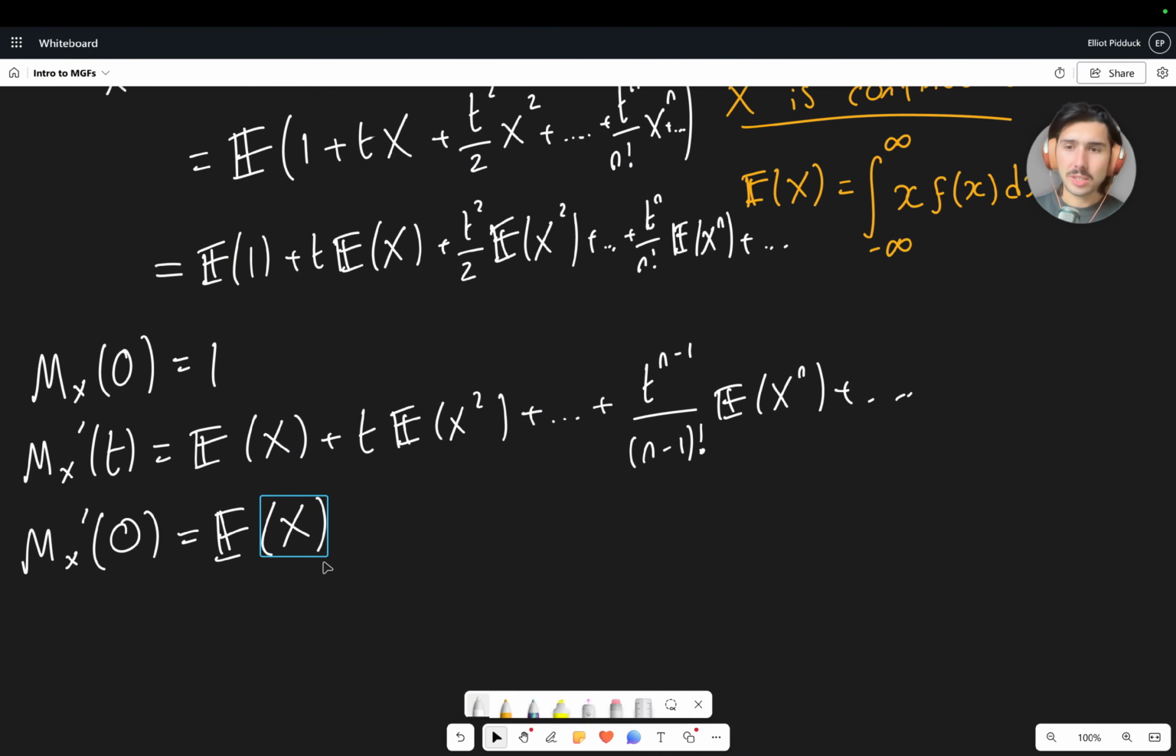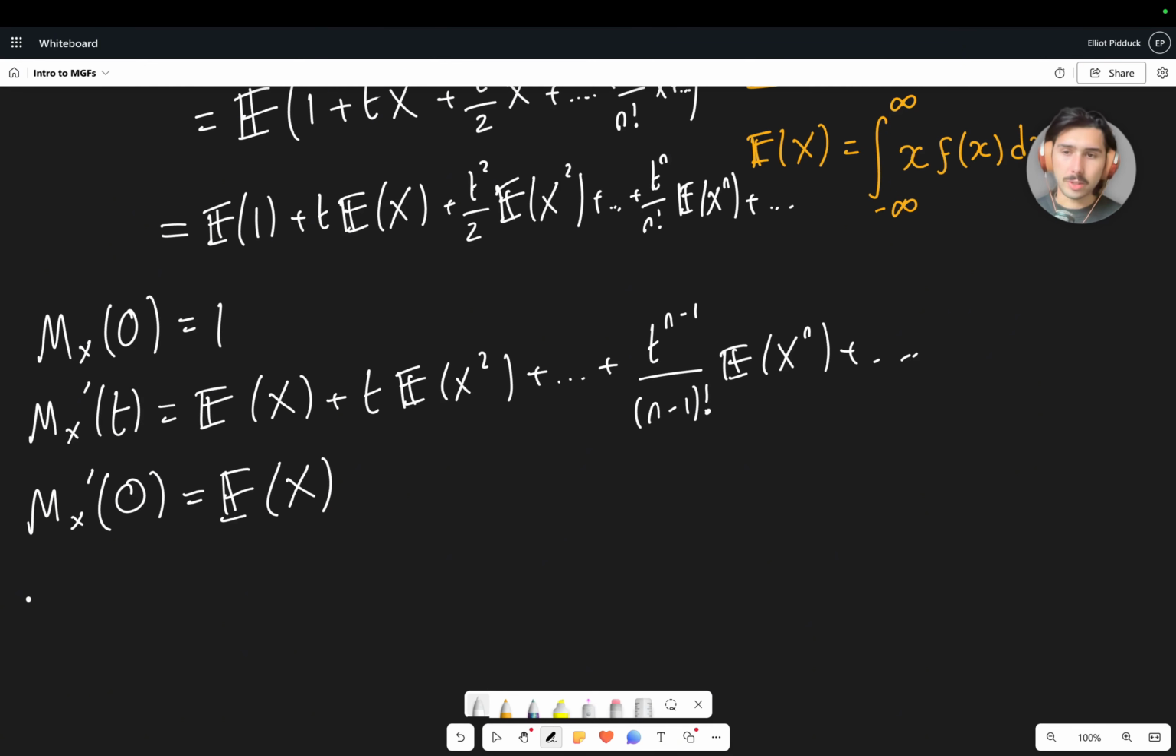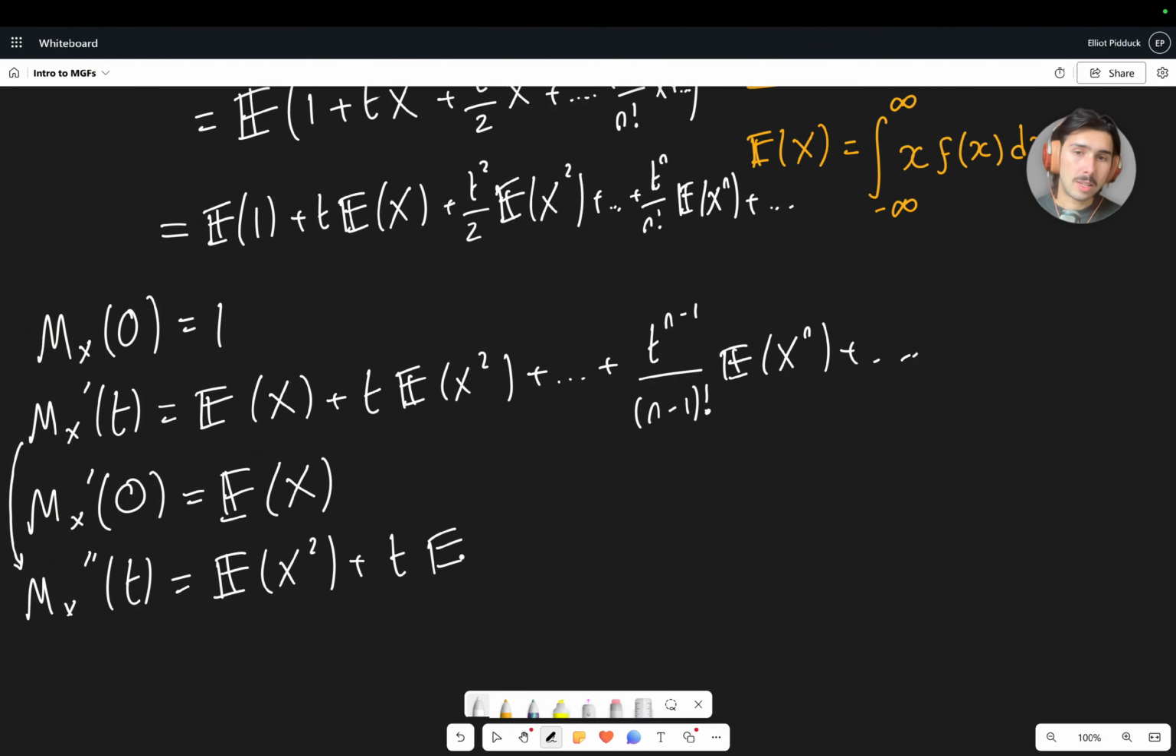And you might be able to see that if I was to take the second derivative, I will do this one just so you can really see it in action. If I was to take the second derivative of my moment generating function, the same thing will happen. So I'll lose my expected value of x because that is a constant with respect to t, and I'll be left with just the expected value of x squared plus, and then the next term would be t times the expected value of x cubed, and of course it would go on, and in general the nth term now is going to be t to the n minus 2 over n minus 2 factorial times the expected value of x to the n dot dot dot.